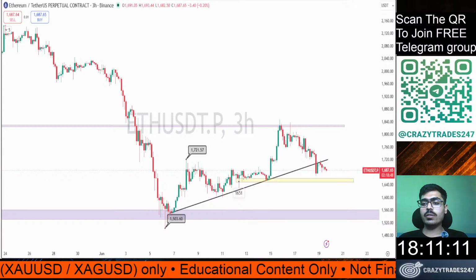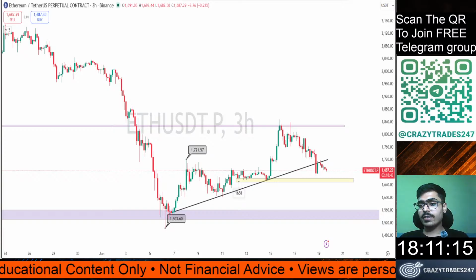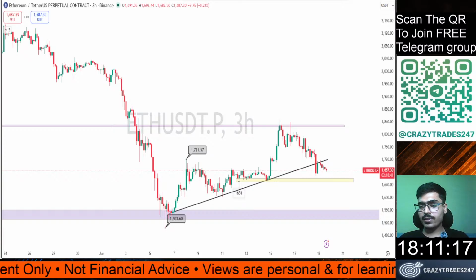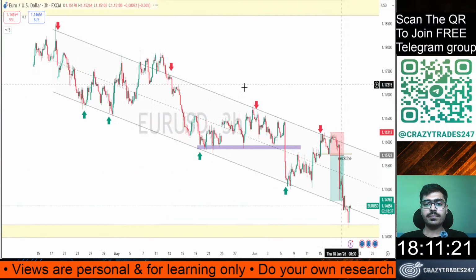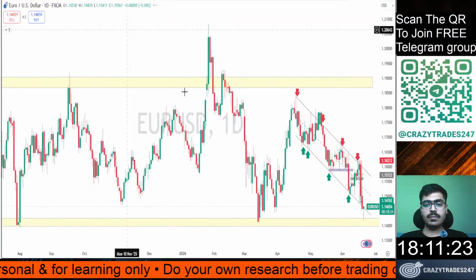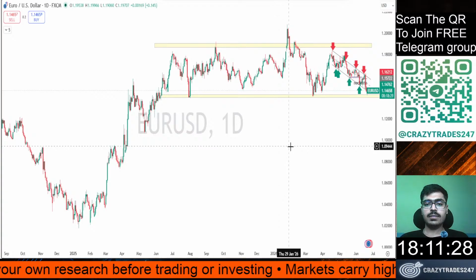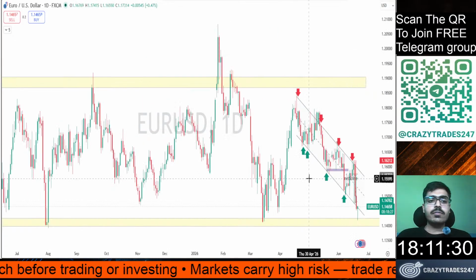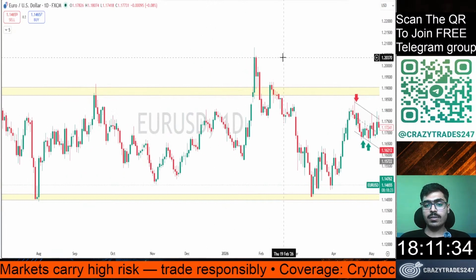Let's now move to our next segment of forex pairs, where we discuss a few pairs. Let's start with EUR/USD on the daily time frame. Let's start from the daily time frame, then we will drill down further to the lower time frames.